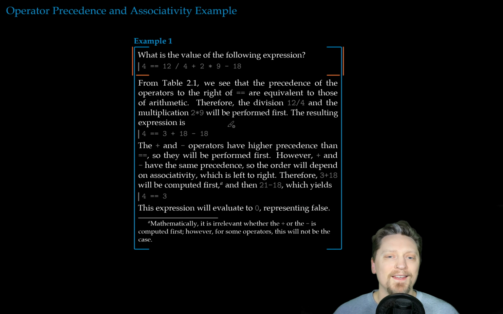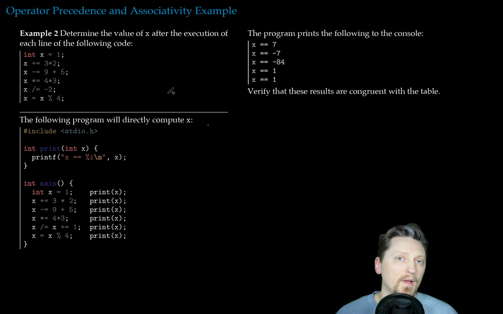However, in some cases, that will not be the case. The associativity will change the result in certain cases. A final basic example of operator precedence and associativity. Example 2: determine the value of x after the execution of each line in the following code.